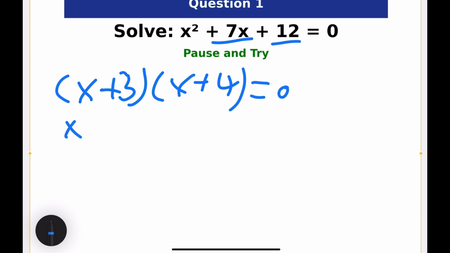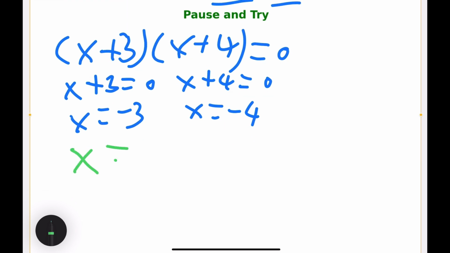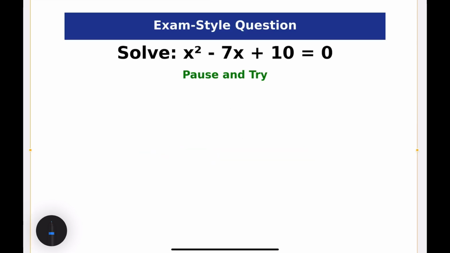So x plus 3 is equal to 0. So x is going to be negative 3, as we have minus 3 from both sides. And then x plus 4 is equal to 0. So x is equal to negative 4, as we have subtracted 4 from both sides. So x is equal to negative 3, or x is equal to negative 4. Okay, I've got another one for you to try. So pause, come back to watch the solution.